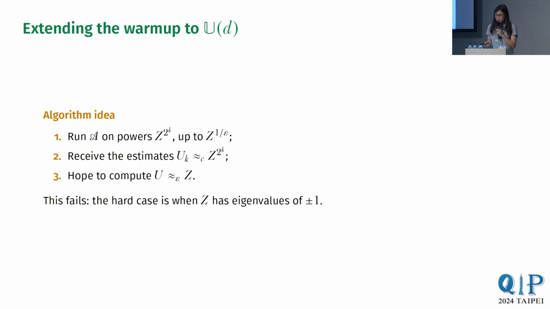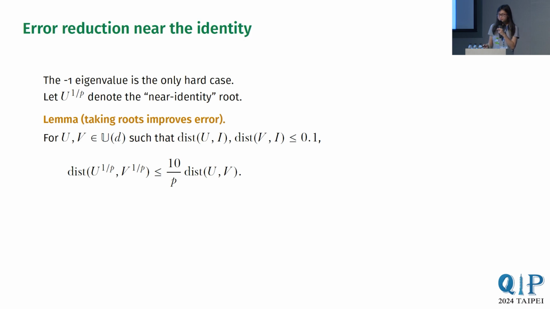So what we are able to show is that this is, in some sense, the only hard case. If we remain close to the identity, then this approach from the warm-up will actually work.